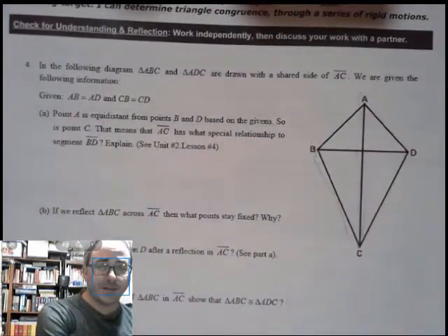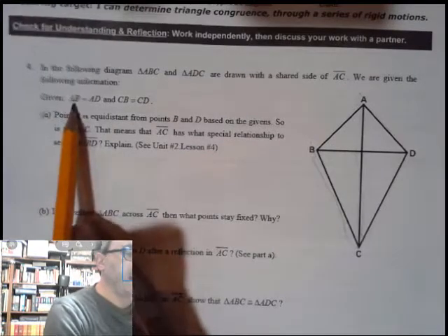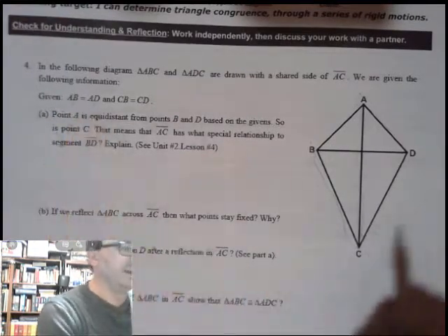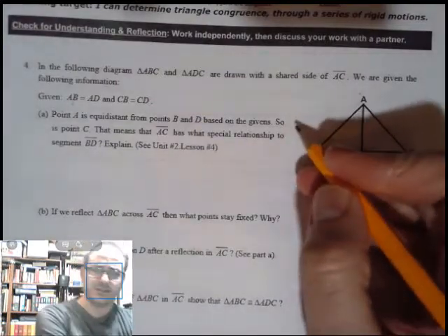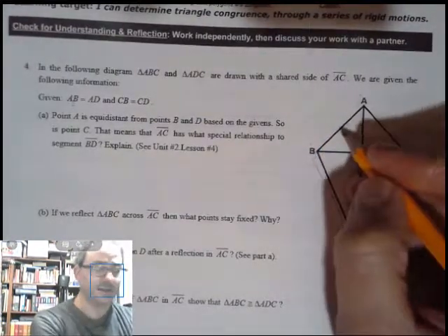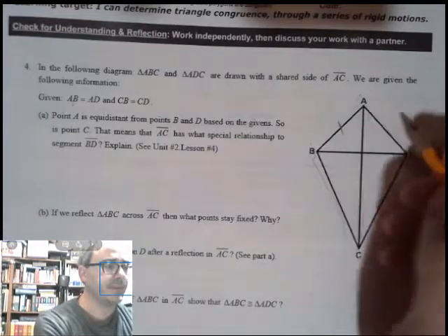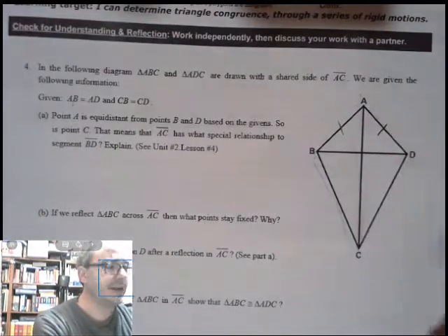We are given the following information, all right? AB is congruent to AD. So let's mark that on. As soon as you see that as a given on a Regents test or anything else, mark that on your diagram. AB is congruent to AD.